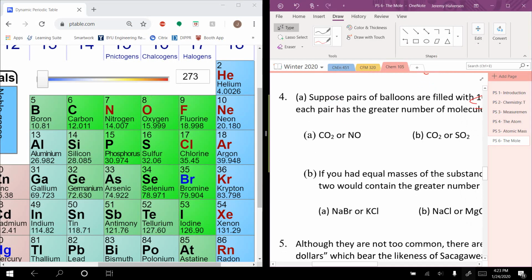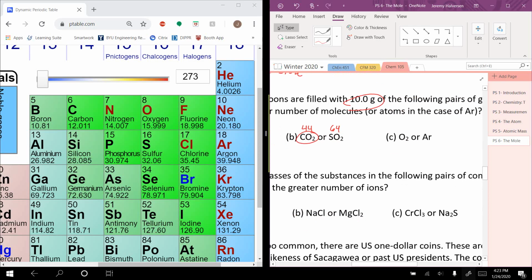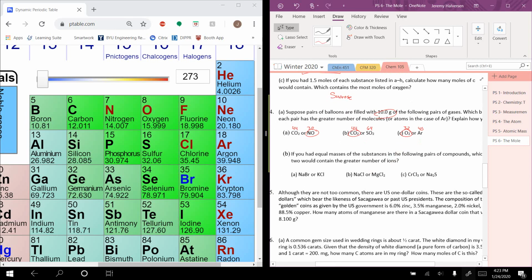If I do that real quick, CO2 has a molar mass of 44 grams per mole. NO has a molar mass of 30 grams per mole, so I have more NO. CO2 again is 44. SO2 is 64. Therefore, more CO2. And here O2 is 32. Argon is 40. So I'd have more O2. Hopefully that's simple enough. Alright, if you had equal masses of the substances in the following pairs of compounds, which two would contain a greater number of ions?